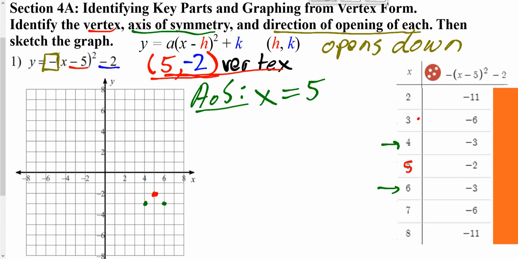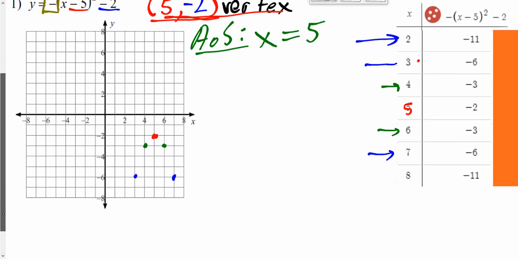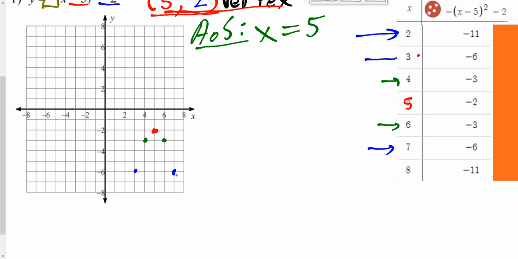Then we can go ahead and plot this one here over 3 down 6. And then this one here over 7 down 6. And the top point right here, that's going to be off my axes, so I'm probably not going to include that. So when I sketch this, it's kind of a U shape. So it's going to be a nice smooth curve going through your points like this. So that's what your graph would look like.